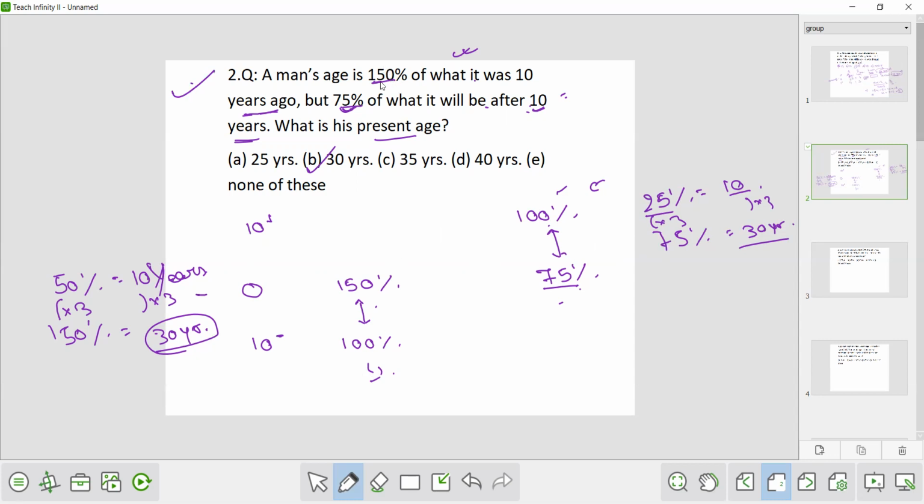In the examination hall, you don't have to do all these things. You have to see what is the gap. 150%, okay, so the gap is 50%. So 50% is equivalent to 10, so 150% is equivalent to 30. Directly you will see this question and take 30 years. It will take nearly 4 to 5 seconds to solve this question once you learn the concept behind this.